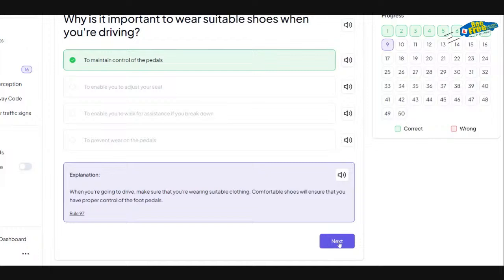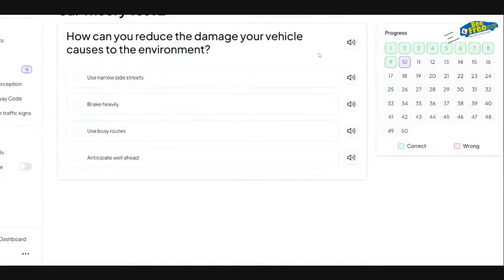Next question. How can you reduce the damage your vehicle causes to the environment? Use narrow side streets. Brake heavily. Use busy routes. Anticipate well ahead.